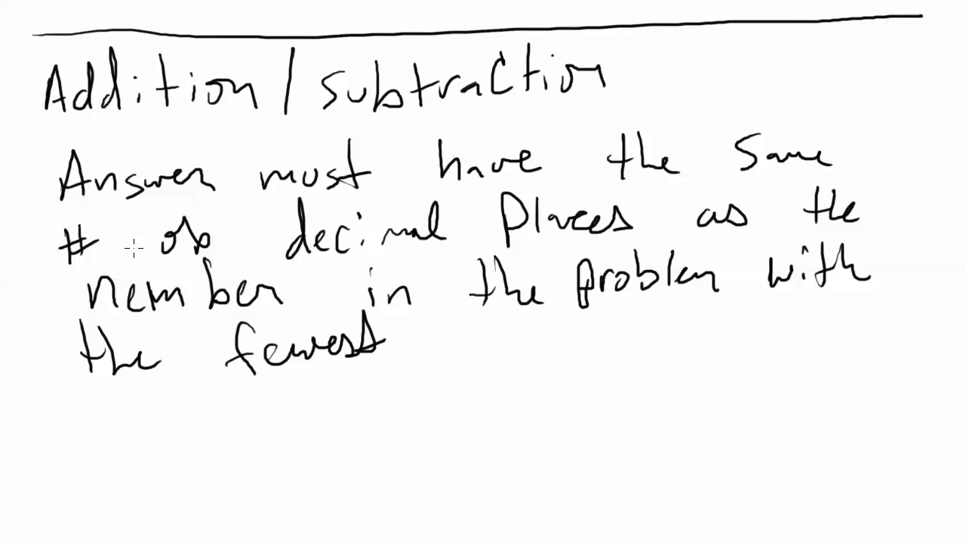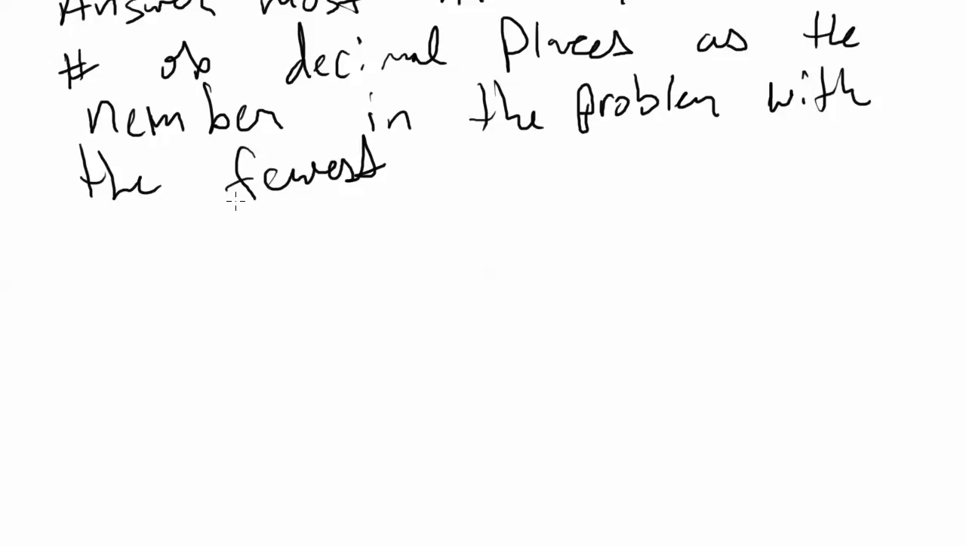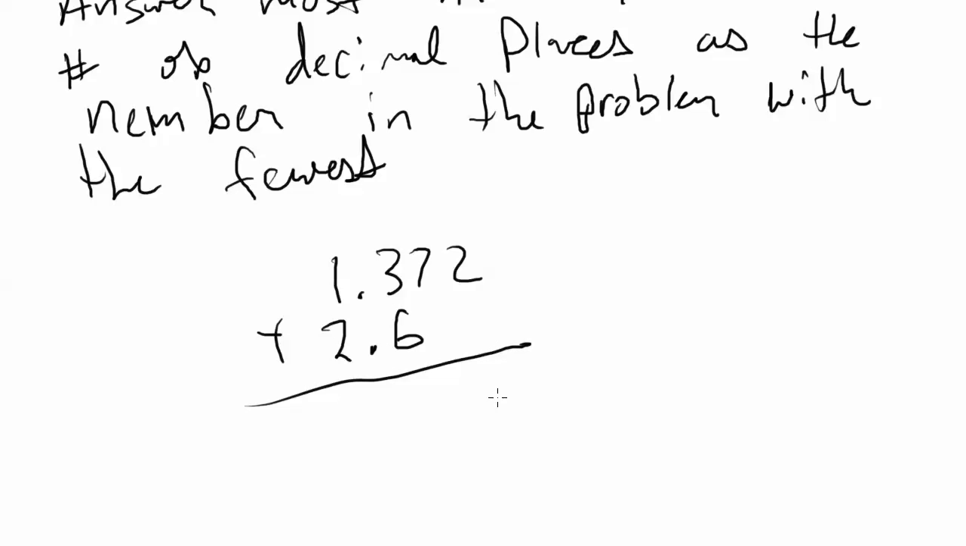So your answer must have the same number of decimal places as the number in the problem with the fewest decimal places. So what does that look like? Let's say I was adding 1.372 to 2.6. If you do this addition, you get 3.972.